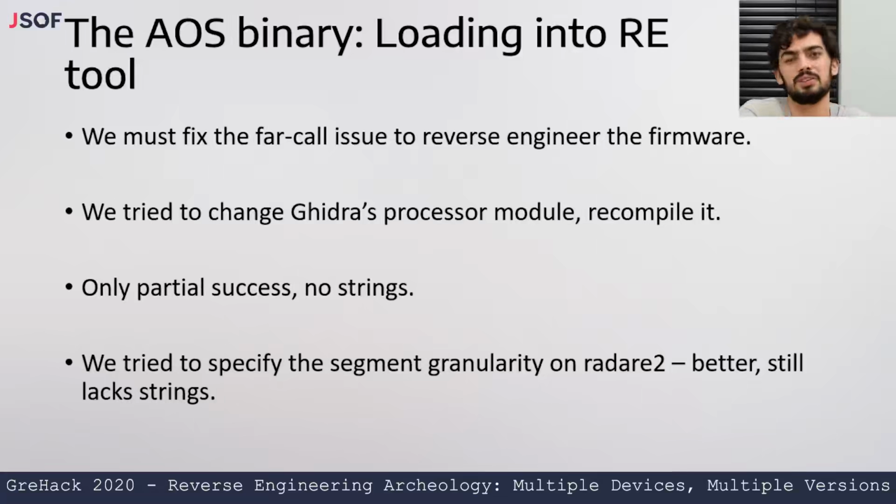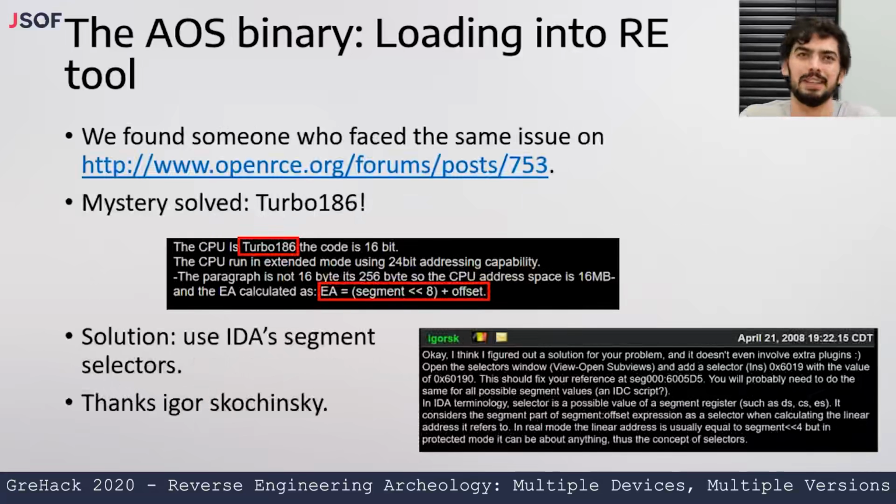And finally, we found the solution on OpenRCE. Some guy posted this exact problem in 2008, and the great Igor Skochinsky offered a solution that also worked for us: to simply create a lot of segment selectors in IDA with the 8-bit shift already calculated in. So we did this using an IDA script that iterated over the far calls and generated the right segments, and then we could actually start reverse engineering.